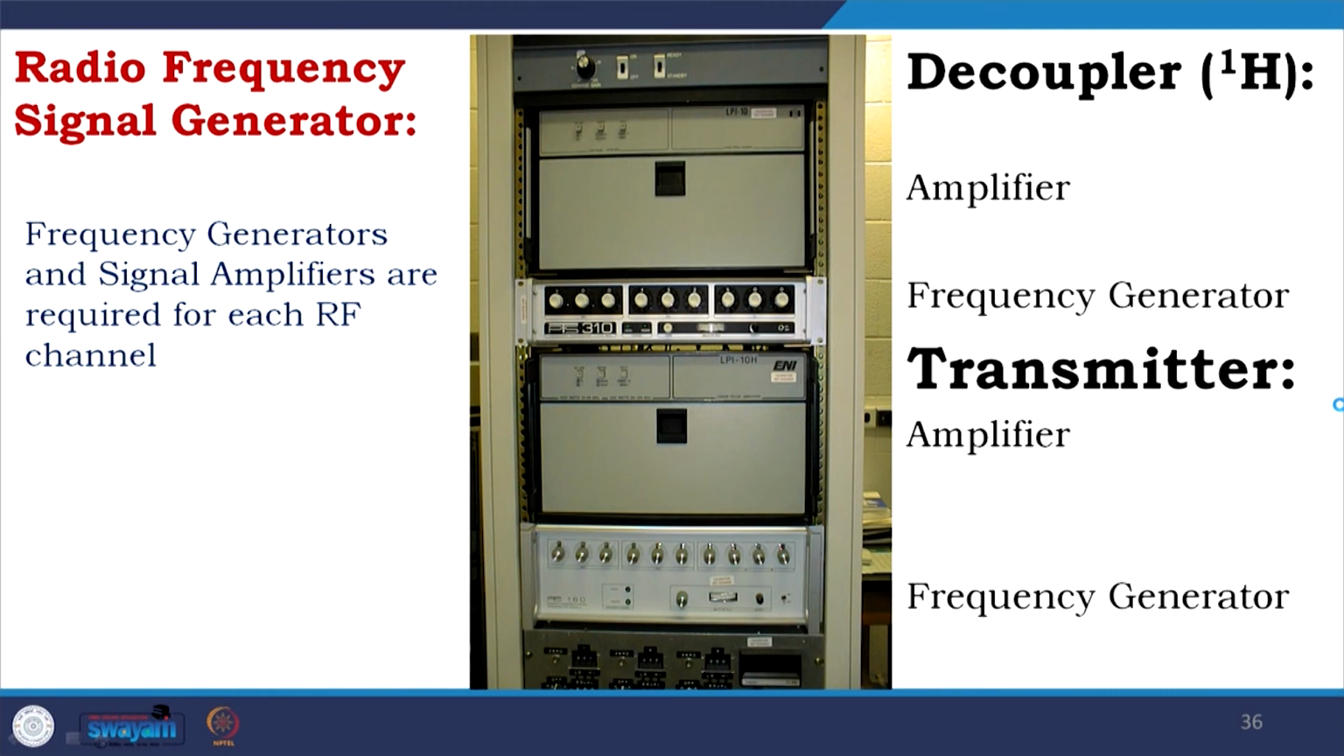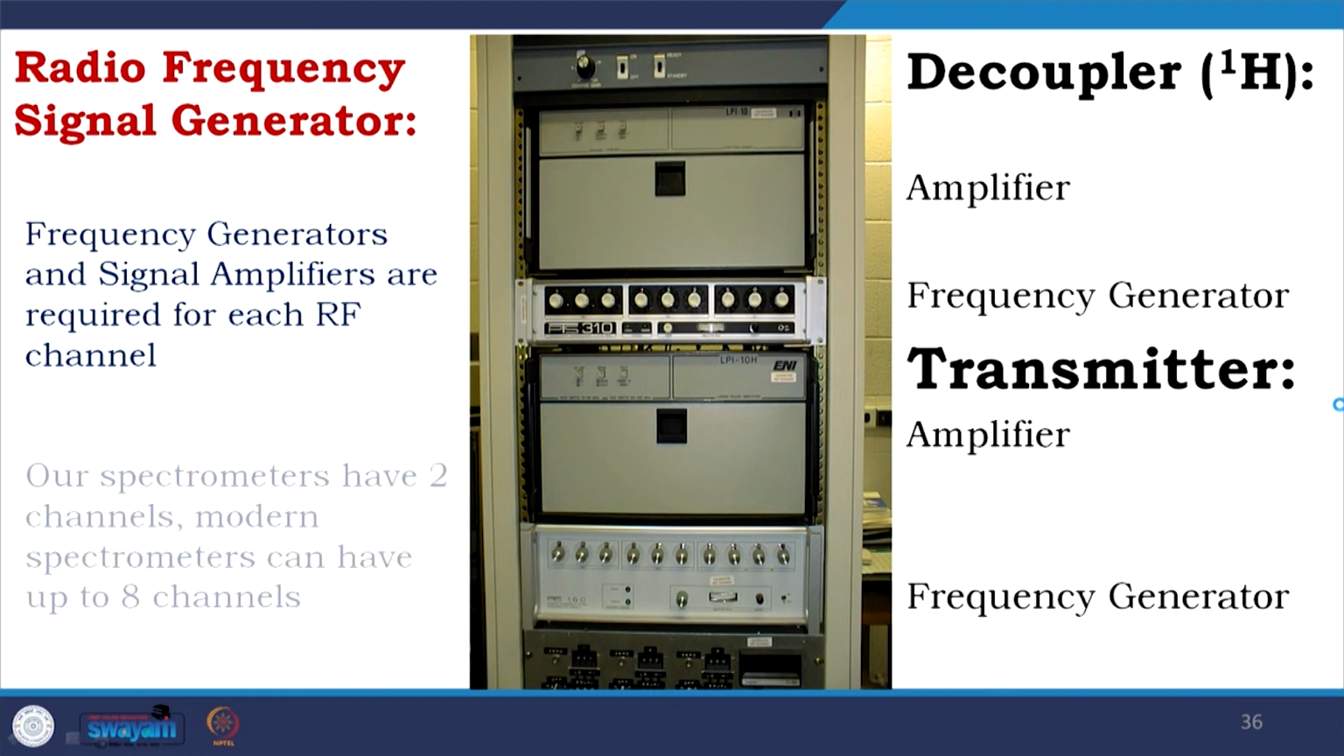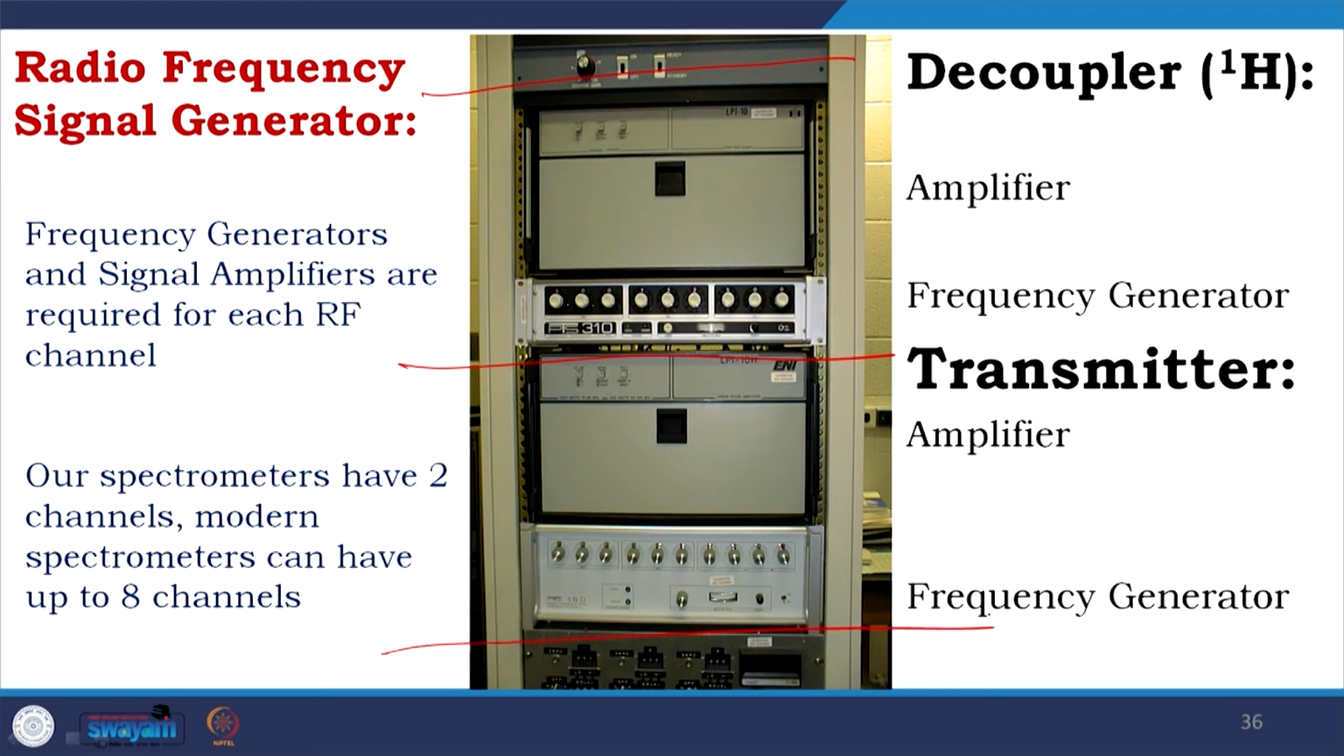Frequency generators and signal amplifiers are required for each radio frequency channel. Here we have shown one where there are two channels. This is one channel and this is the other one. But modern spectrometers can have up to 8 channels.